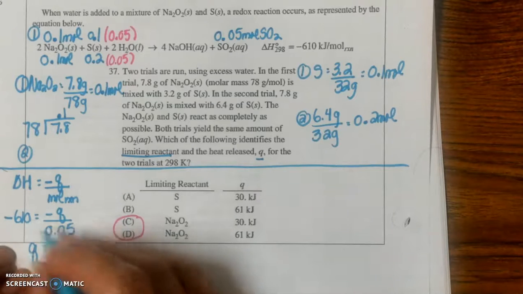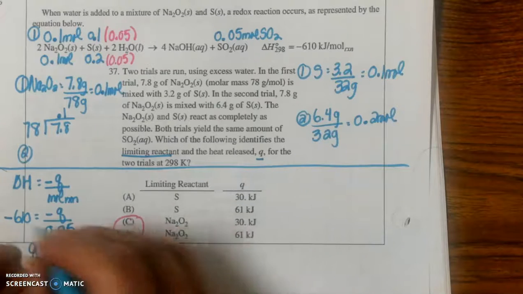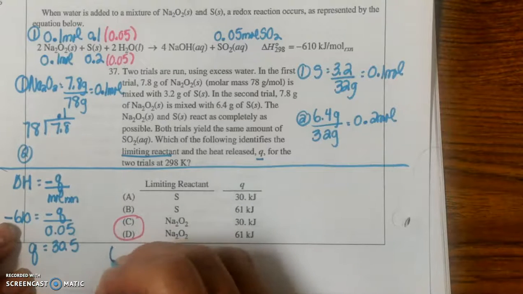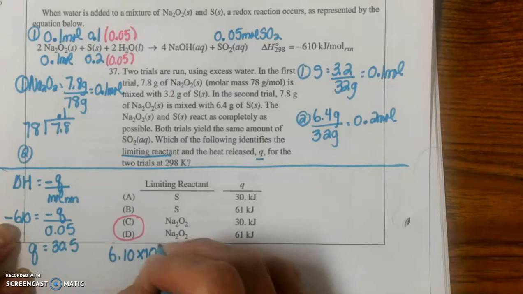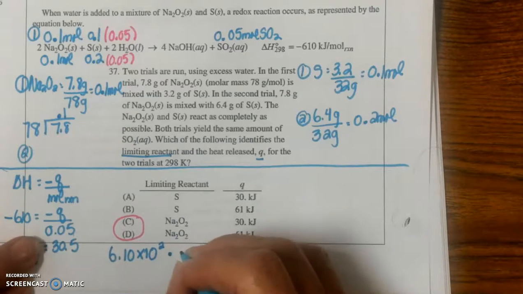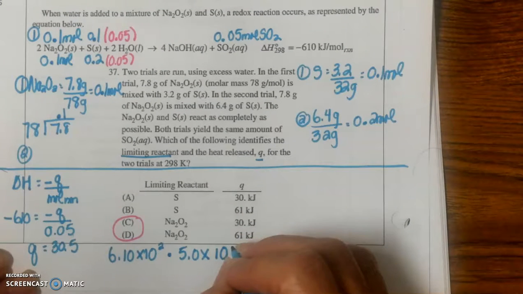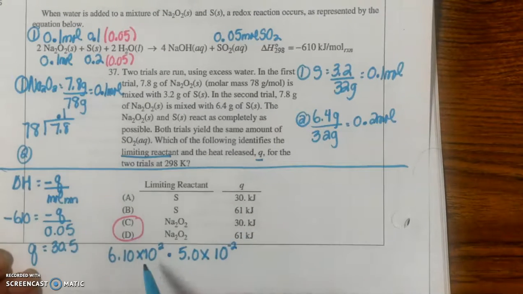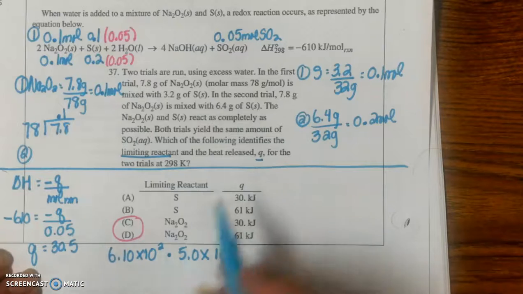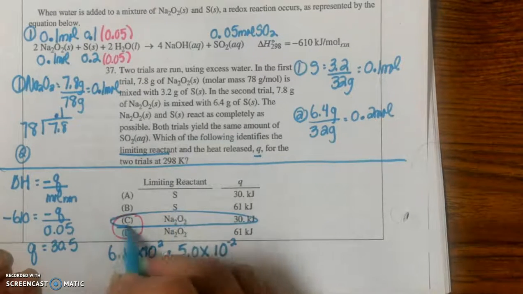One way you can do this, I teach this to my AP students if you're really worried about all the decimals: convert everything to scientific notation. This would be 6.1 times 10 to the second times 5.0 times 10 to the negative 2. When you multiply two scientific notations, you multiply these together, which is about 30.5, and you add your exponents, which makes it 10 to the first, or 1, which gives me 30.5. So that means my answer is there.